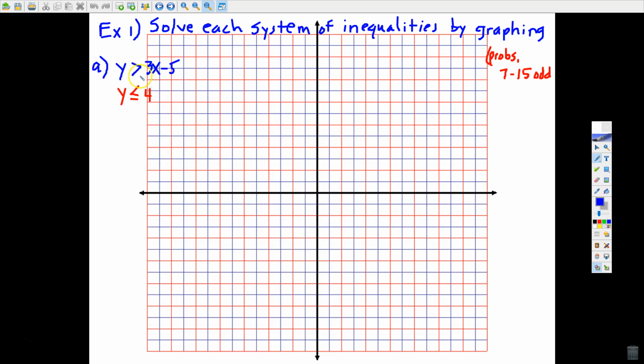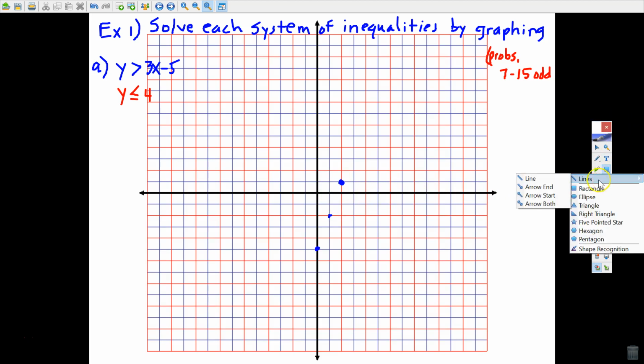Alright, so let's just draw these boundary lines first. Let's start with the boundary line y equals 3x minus 5. So y-intercept of negative 5, slope of positive 3, up 3 right 1, up 3 right 1. That's going to be a dotted line because it doesn't say or equal to.